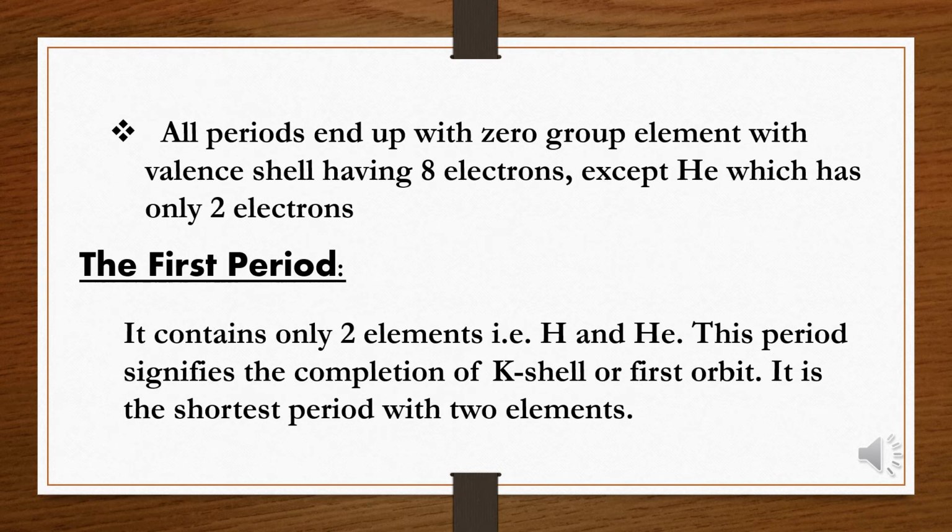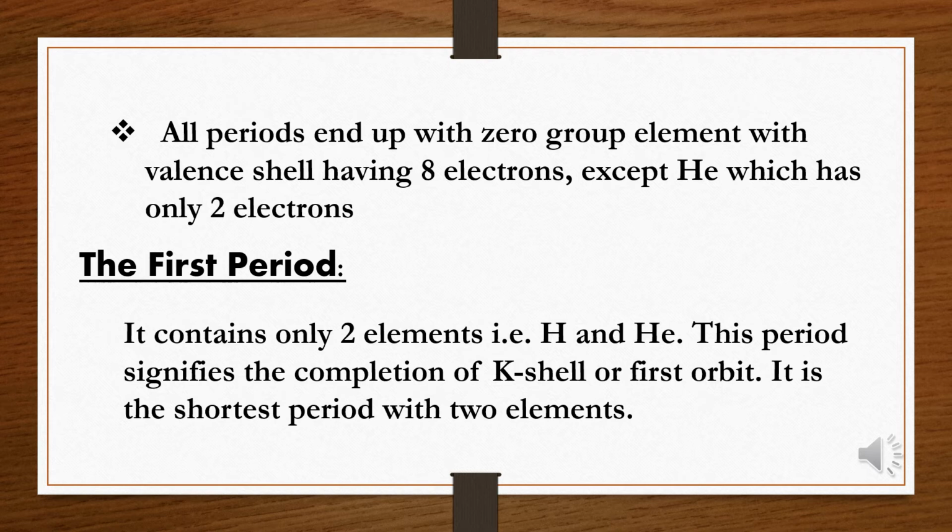All the periods end with a zero group element with a valence shell having 8 electrons. Now, what is a zero group element? Basically, the element having a complete valence shell, which is not going to accept or lose any electron from the last shell, is the zero group element. Except helium. Helium also has its last shell completed with 2 electrons. So the elements having the last shell or the valence shell completed will not react with any other elements, and so they are known as zero group elements.